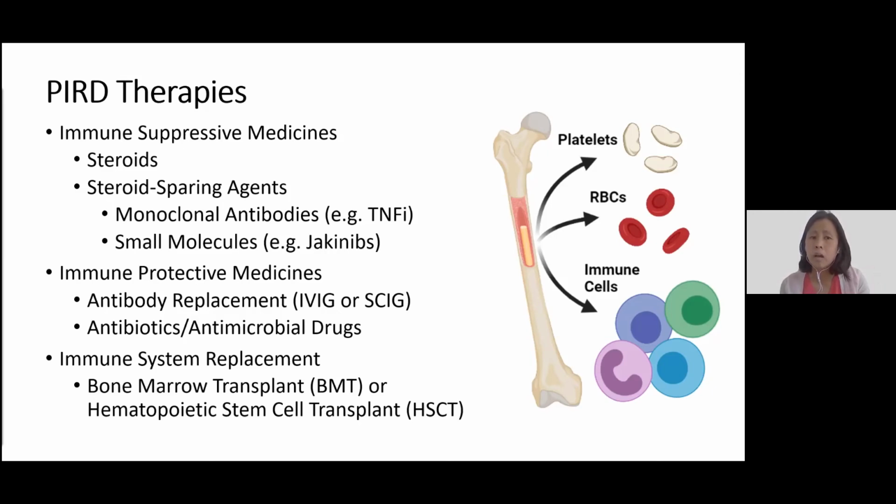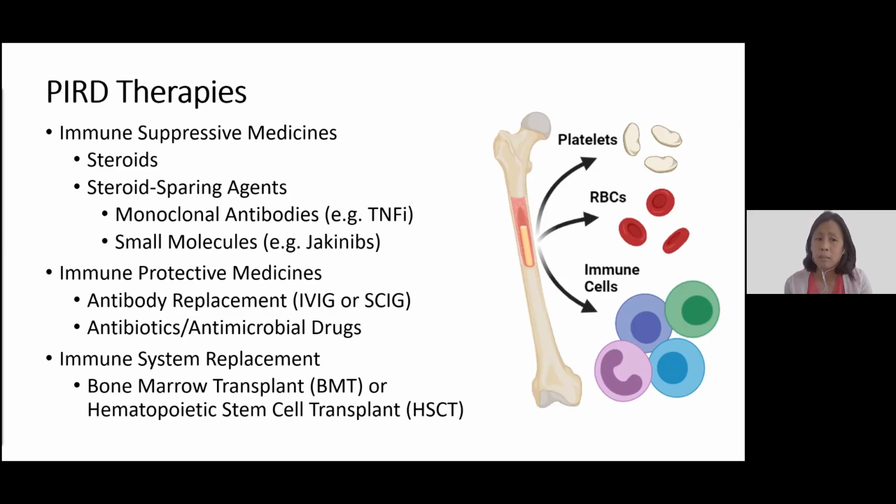Some of these patients also need immune protective medicines, kind of like in the primary immune deficiency disorders, because the combination of their immune system problem plus being on immune suppressive therapies makes them at high risk for developing different types of infections. And so sometimes we put patients on antibody replacement like IVIG or sub-Q IG. Some of these patients also get placed on antibiotics or antimicrobial therapies to either prevent different types of infections or treat different types of infections if we're starting to see problems.